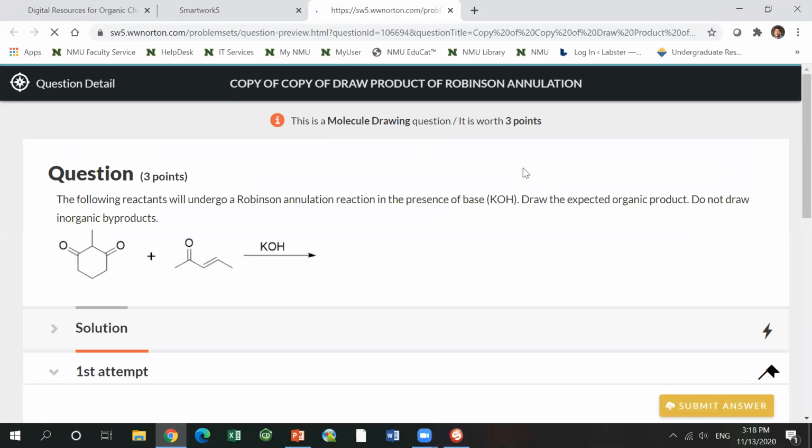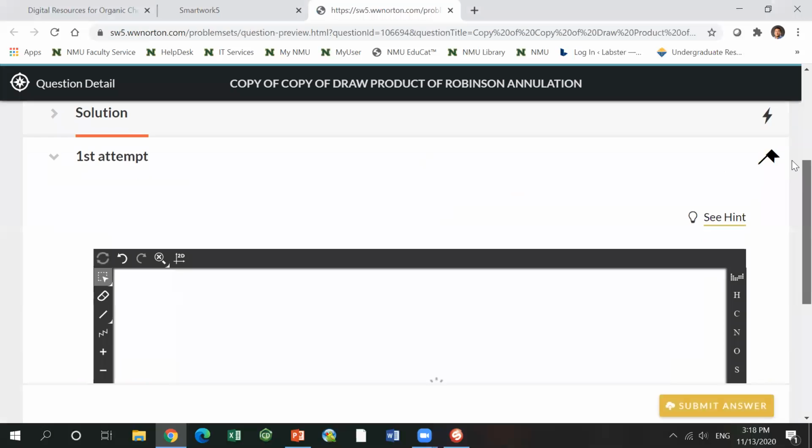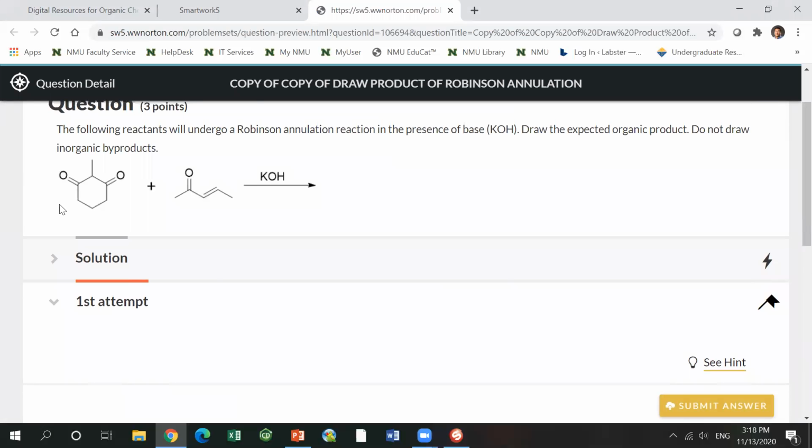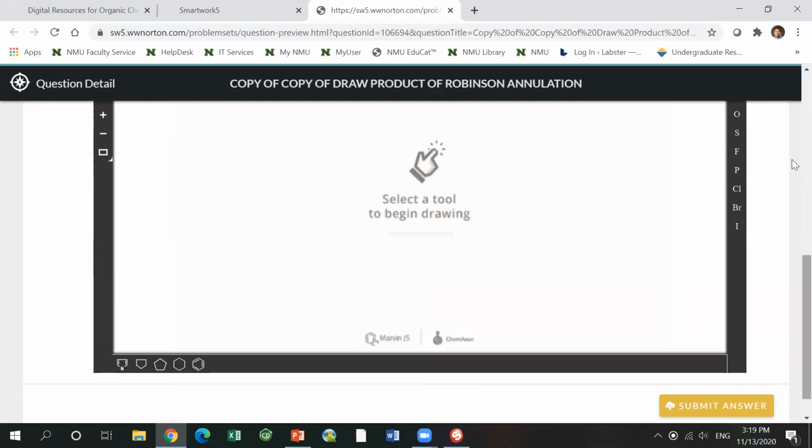For the Robinson annulation, as long as you know what's going on, it shouldn't be too hard. We have these beta diketones, which are good nucleophiles at the alpha carbon. And this is an alpha,beta-unsaturated ketone. We first do a Michael addition to this carbon, and then an intramolecular aldol condensation at this alpha carbon, closing the ring with another carbonyl on this group. So for the first case, we just draw these two molecules.